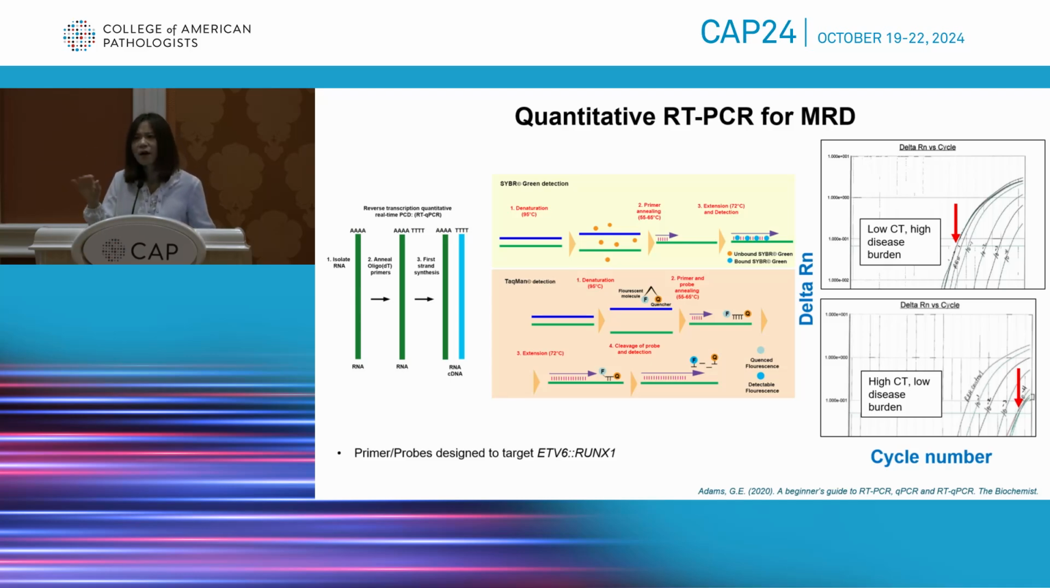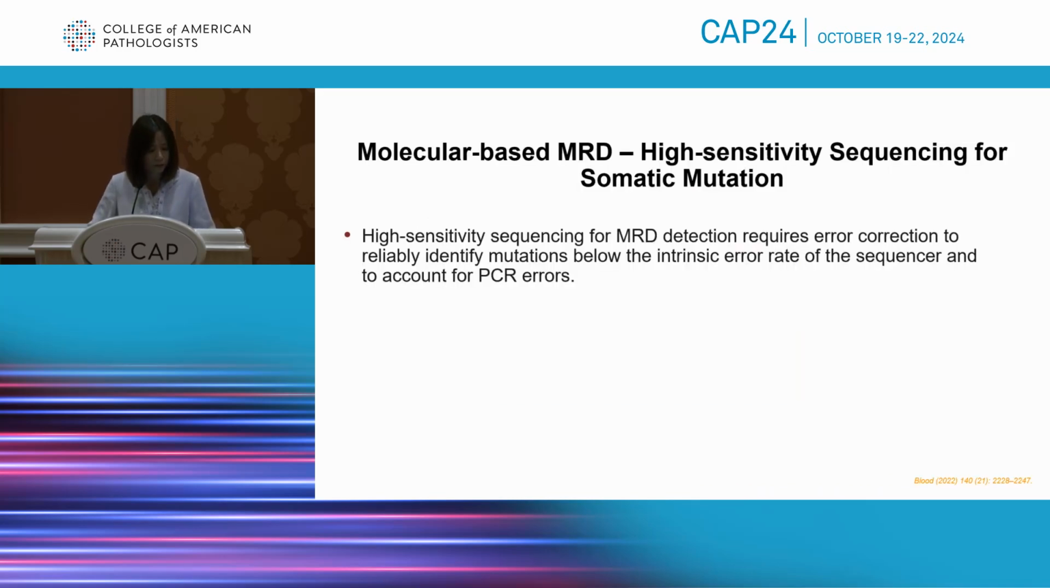If you have a lot of disease, it won't take that many PCR cycles to reach the threshold, because there is a lot of fluorescence already. So that's a low CT, which usually means you have a lot of disease. If you have very little disease, it takes many PCR cycles to even reach that threshold. That's why it's a high CT number, and it means the patient has a lower disease volume. That's essentially how we report RT-PCR.